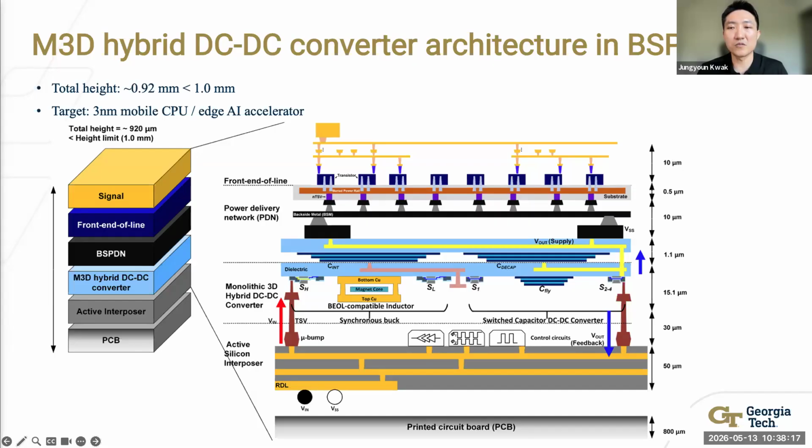At the top is the front-end line logic silicon chip. Its 0.7 volt supply comes directly from the switch capacitor stage output through the backside power VIAs, the shortest possible path. The total stack height is about 0.92 millimeters, below the 1 millimeter target. This confirms the design is viable for thin, mobile, and edge AI applications.